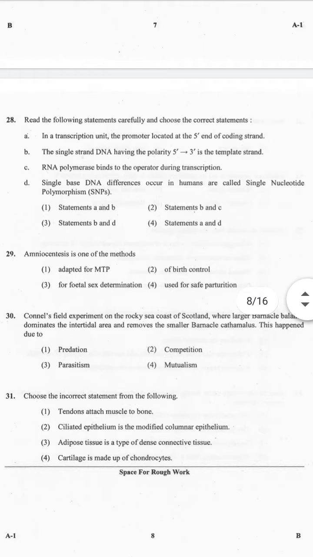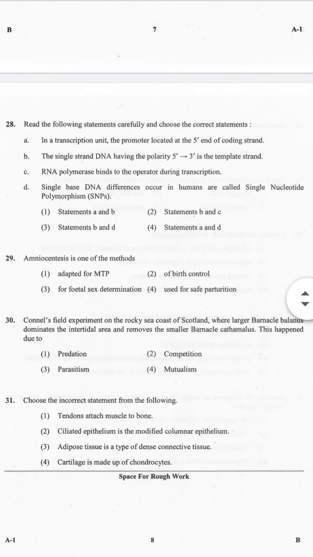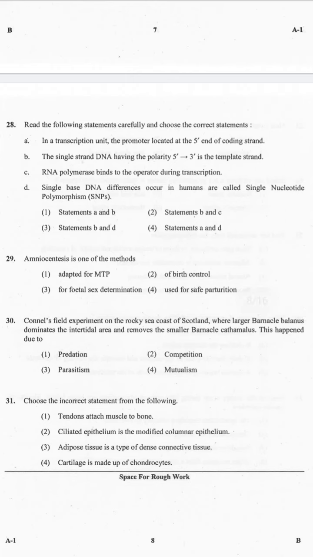Alright, now question number 29. Amniocentesis is one of the methods 1. Adapted for MTP, 2. Of birth control, 3. For fetal sex determination, 4. Used for safe parturition. So the correct answer is option 3.